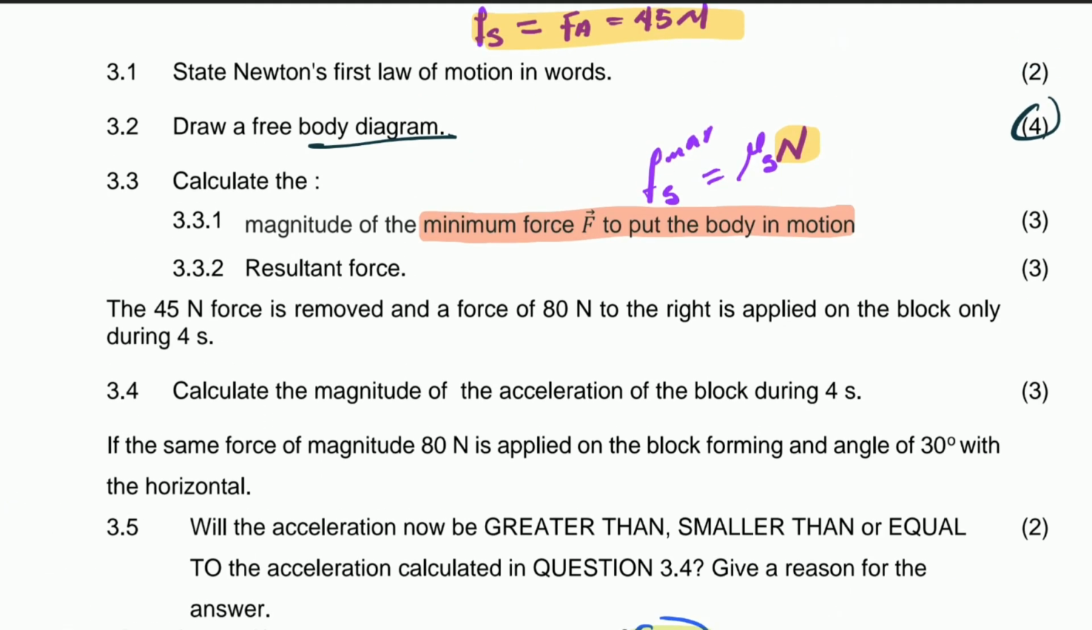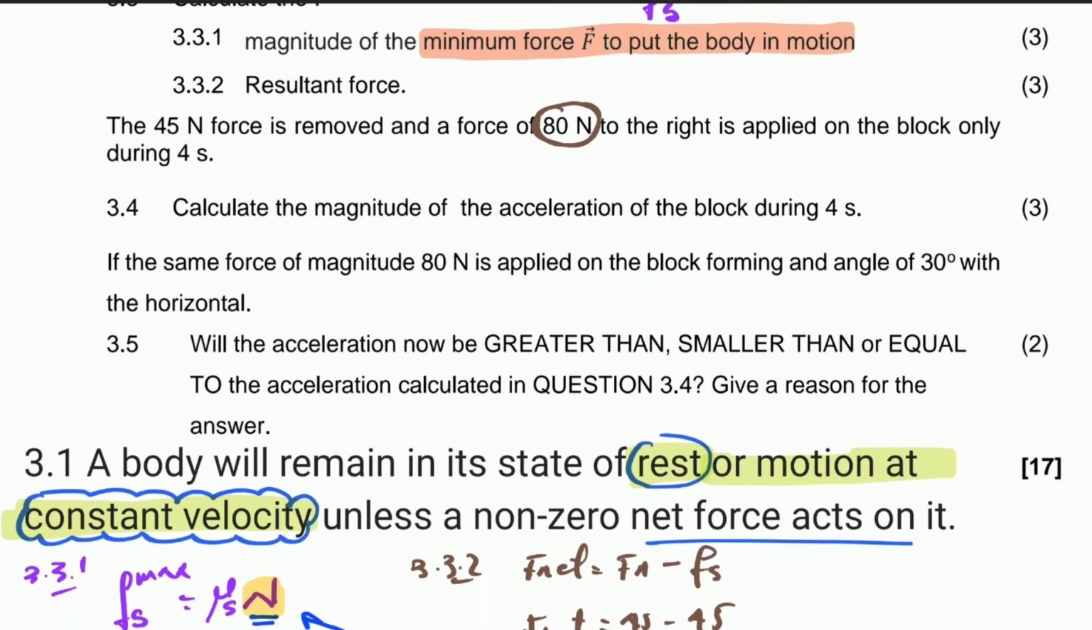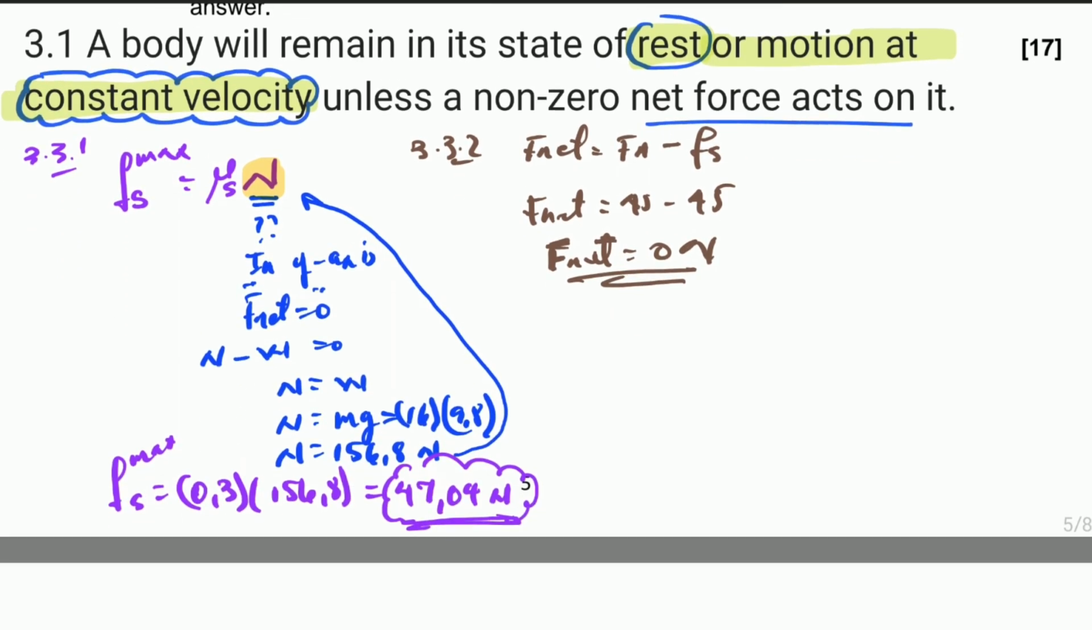Okay, now the 45 Newton is replaced with 80. Now 80 is definitely a different story. 80 is big enough, so the object will move. Calculate the magnitude of the acceleration of the block during the 4 seconds. Now this force is going to be applied only for 4 seconds. Alright, so we are going to do it here on this little space. I think we have enough space, it's not that long. So here, this one is question 3.4.